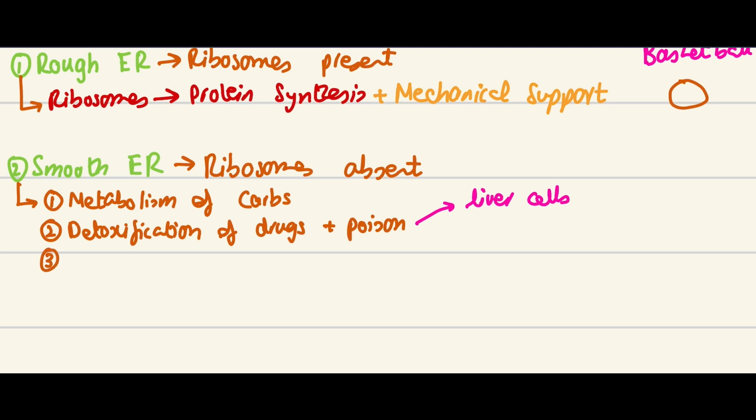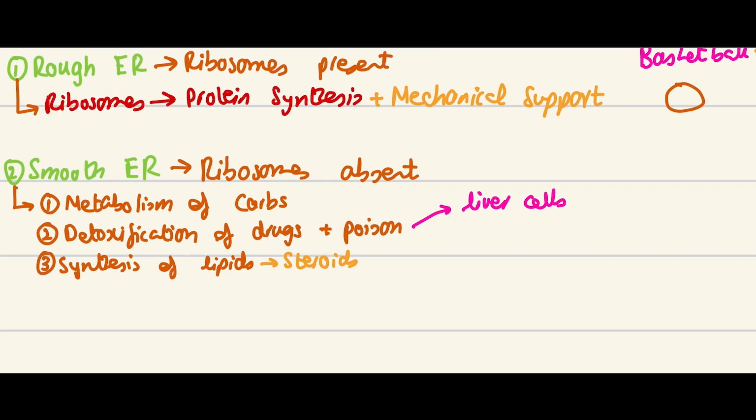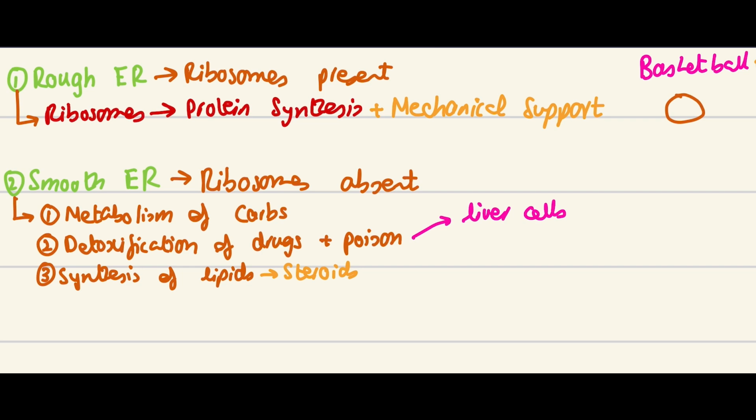And then we also have synthesis of lipids. There's a particular class of lipids that we have in our body, and these are called steroids. They're involved in all of our cell signaling, hormones, all of these things. We'll talk about this when we're talking about the biological molecules chapter, but that's what we have. And one more thing, that's calcium ion storage.